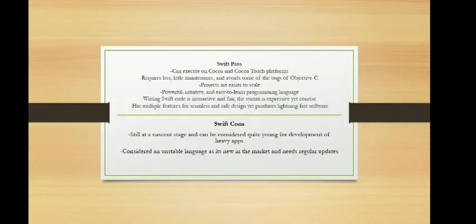Swift pros. Can execute on Cocoa and Cocoa Touch platforms. Requires less later maintenance and avoids some of the bugs of Objective-C. Projects are easier to scale. Powerful, intuitive, and easy-to-learn programming language. Writing Swift code is interactive and fun. The syntax is expressive yet concise and has multiple features for seamless and safe design, yet produces lightning-fast software.